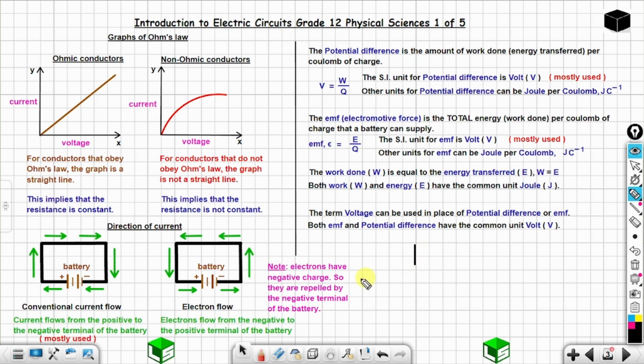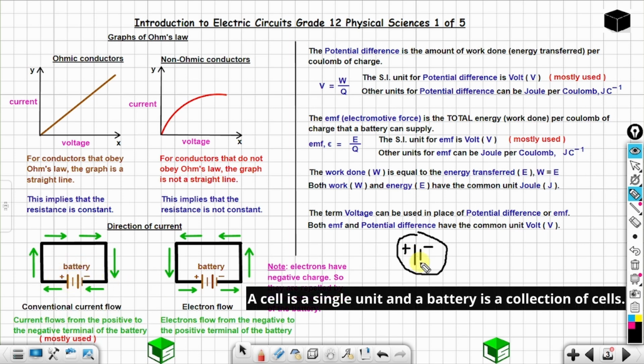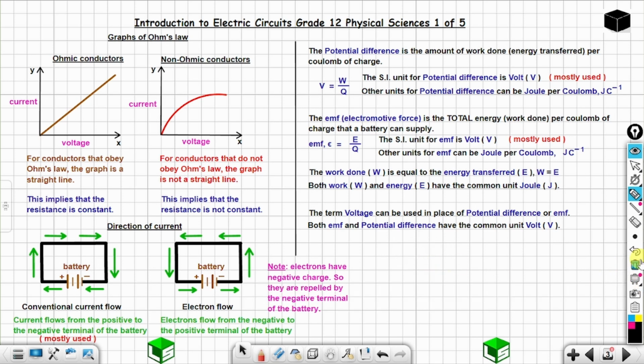This will represent the positive terminal and the short line will represent the negative terminal. So this is one cell. You have the positive terminal and the negative terminal. In this case, you have two cells. A cell is a single unit and a battery is a collection of cells. So we move on.